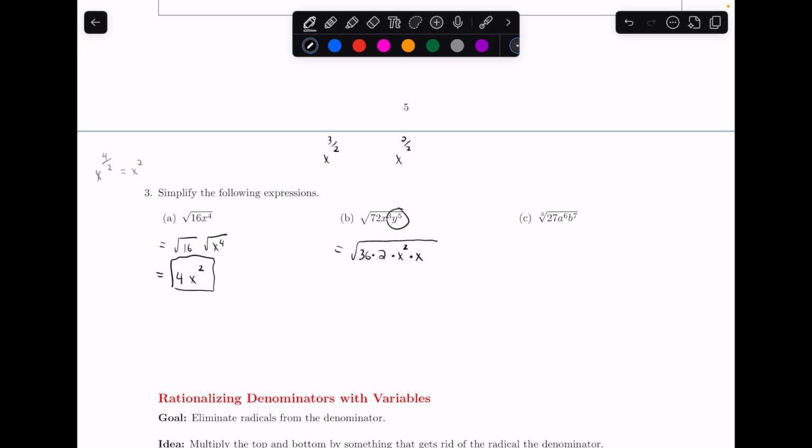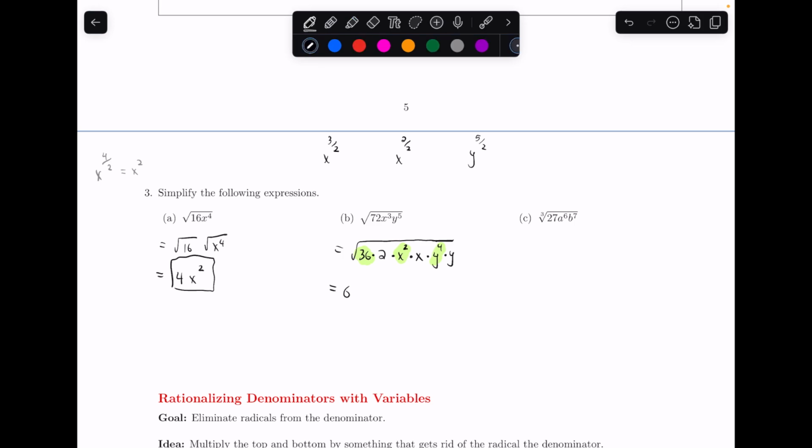I'm going to do something similar for y to the 5th, because right now that would be y to the 5 over 2, which doesn't simplify super nicely. But this would simplify nicely if the top was a 4. So I'm going to split this apart into y to the 4th times y. And now let's do all the roots that simplify nicely. That's the square root of 36, x squared, and y to the 4th. So the square root of 36 is just 6.